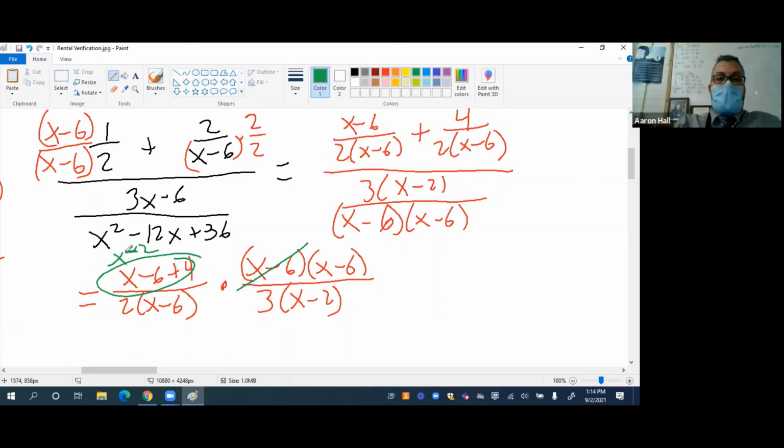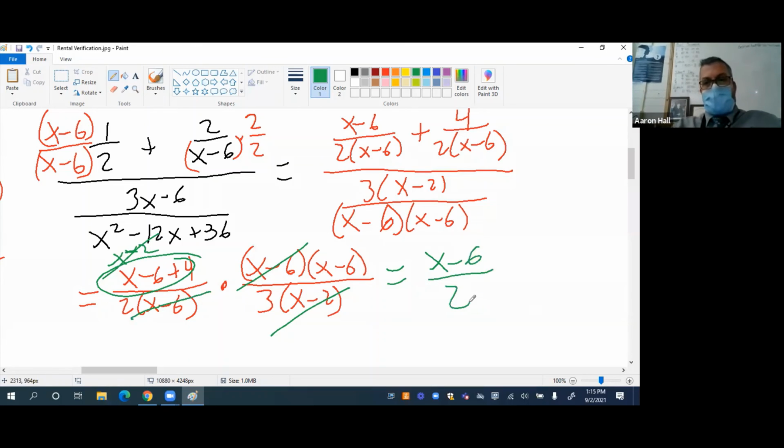Does that make sense, or am I skipping too many steps? That makes sense. No. Good. Okay, so what's left over? X minus 6 over 2. What happened to this? You forgot to cross out the bottom one with that one. Let's see. What did I do? I crossed that one out, and then I forgot to do that one. So that's x minus 6 over 2.